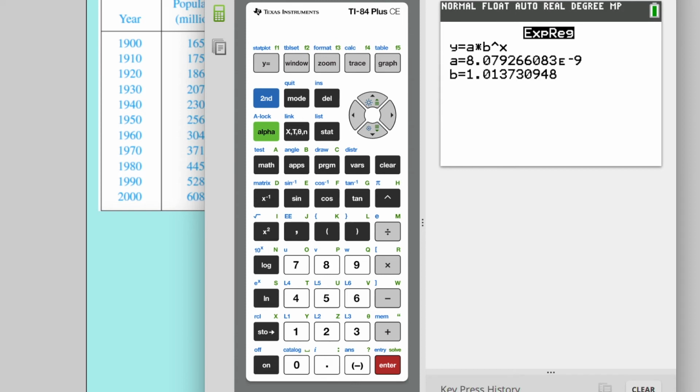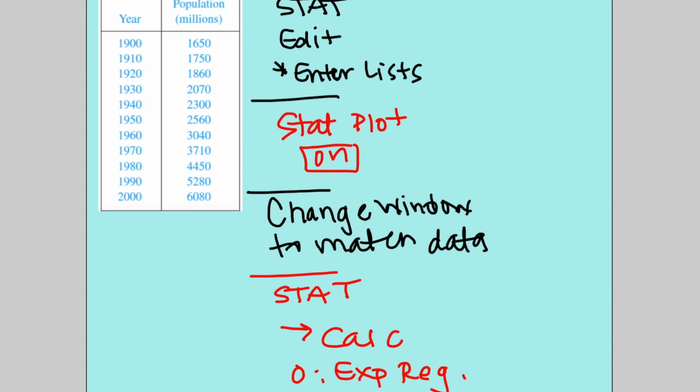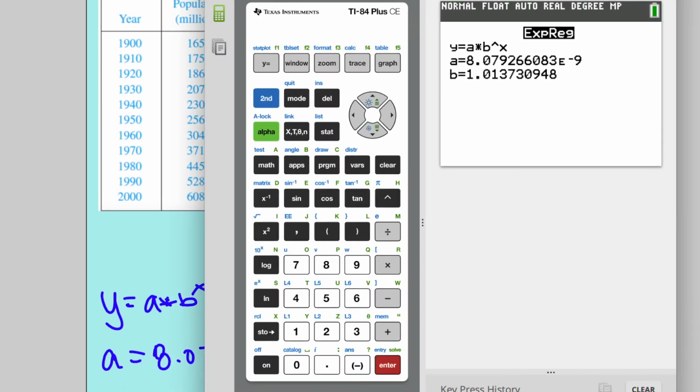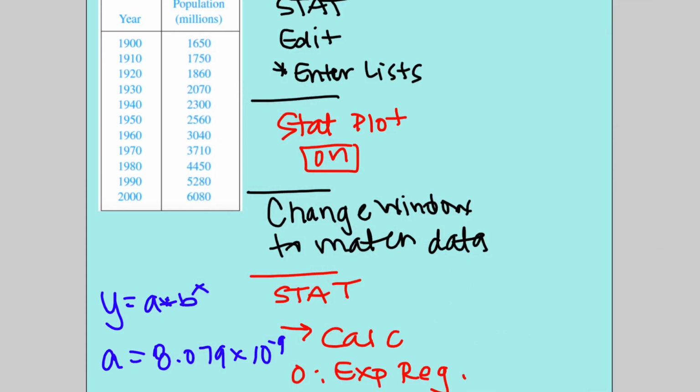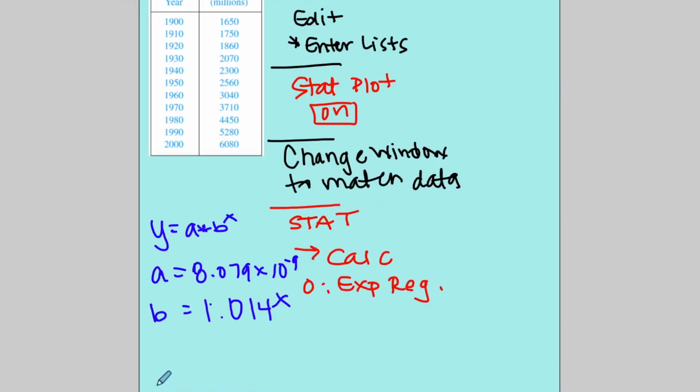I think I have it. I won't be able to see it when I move my calculator on a piece of paper. So it says y equals a times b to the x. Okay, so it tells me a is equal to 8.079 times 10 to the negative 9th, and then it tells me b is equal to 1 point, I'm going to round to 3 decimal places, 1.014.